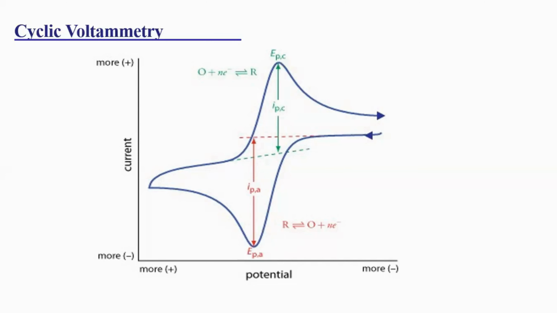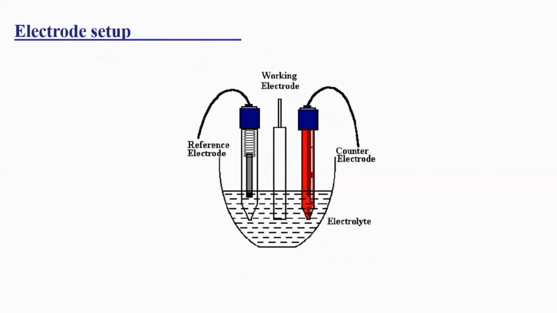How can we perform this cyclic voltammetry? To perform it, we need three electrodes. If you think about any electrochemical experiment, a common student can think we need two electrodes, right? Because they just think we need an anode and a cathode. But what is the difference in voltammetry? Why do we have to use three electrodes?